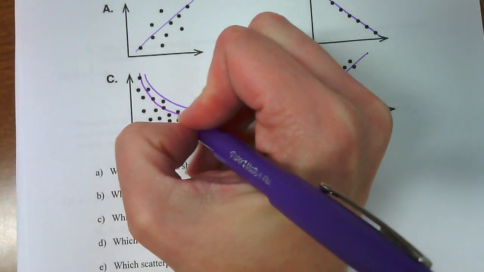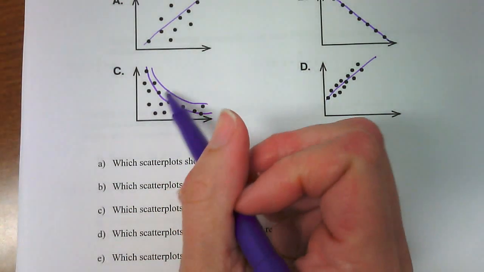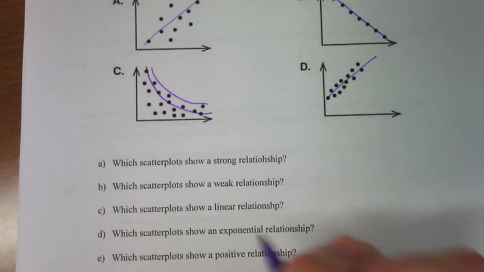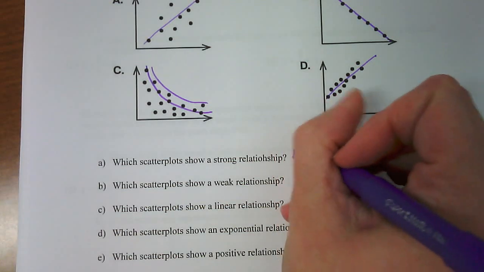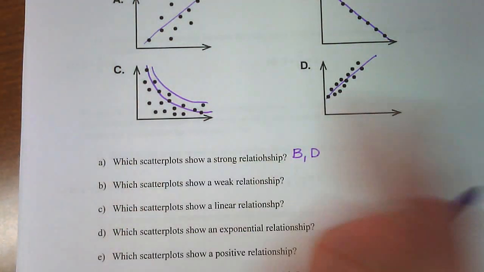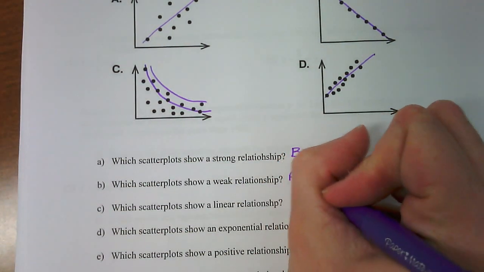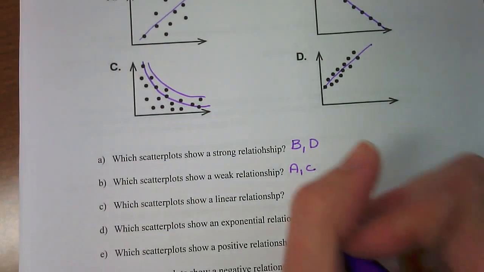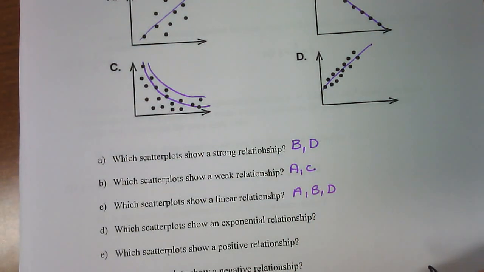So let me draw this actually through this shape here instead of on top of it. Strong would mean I have a good amount of the points and they're close together. So I would say strong is going to be B and D. A and C are both pretty spread out. Which ones show weak relationship are going to be A and C. Linear is going to be A, B, and D.